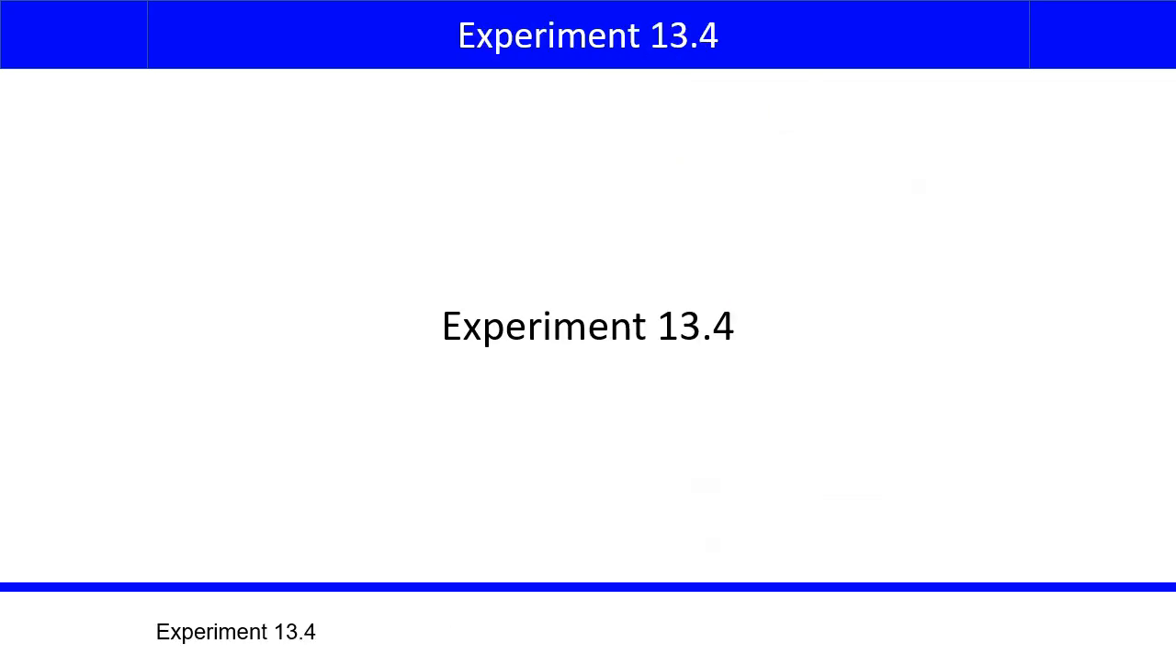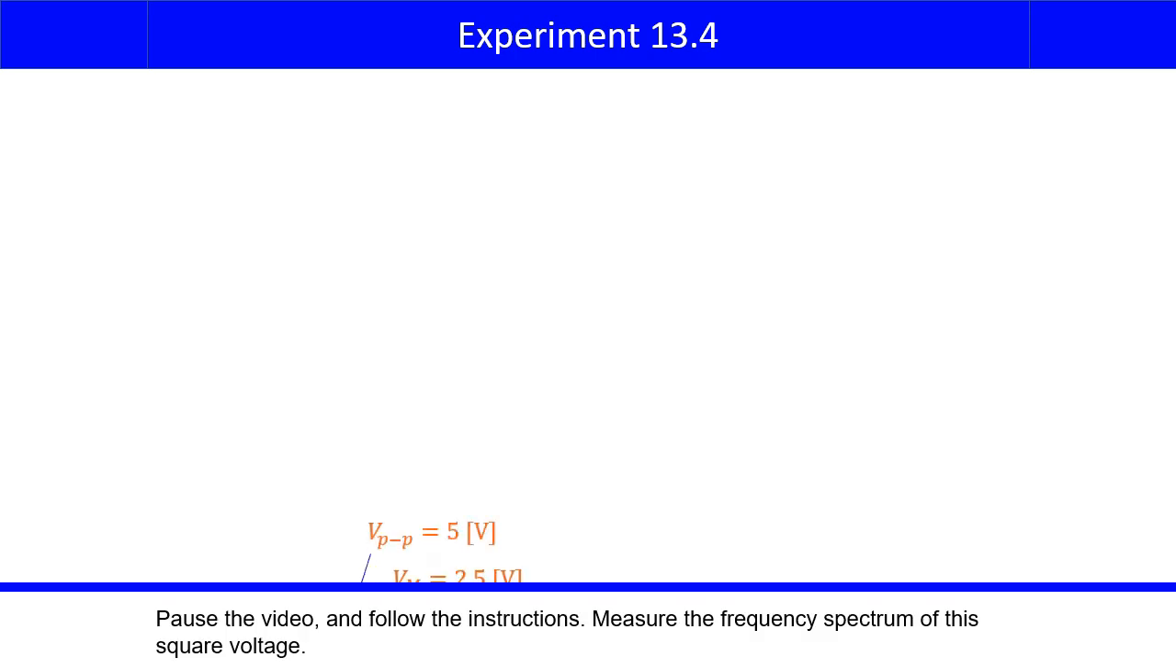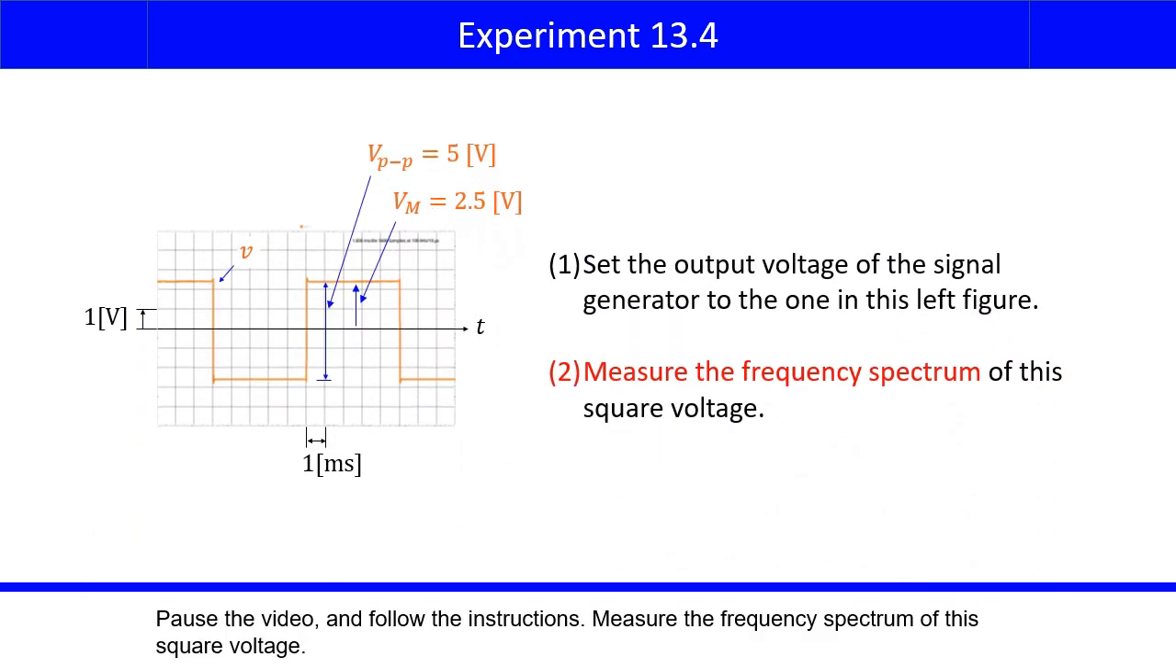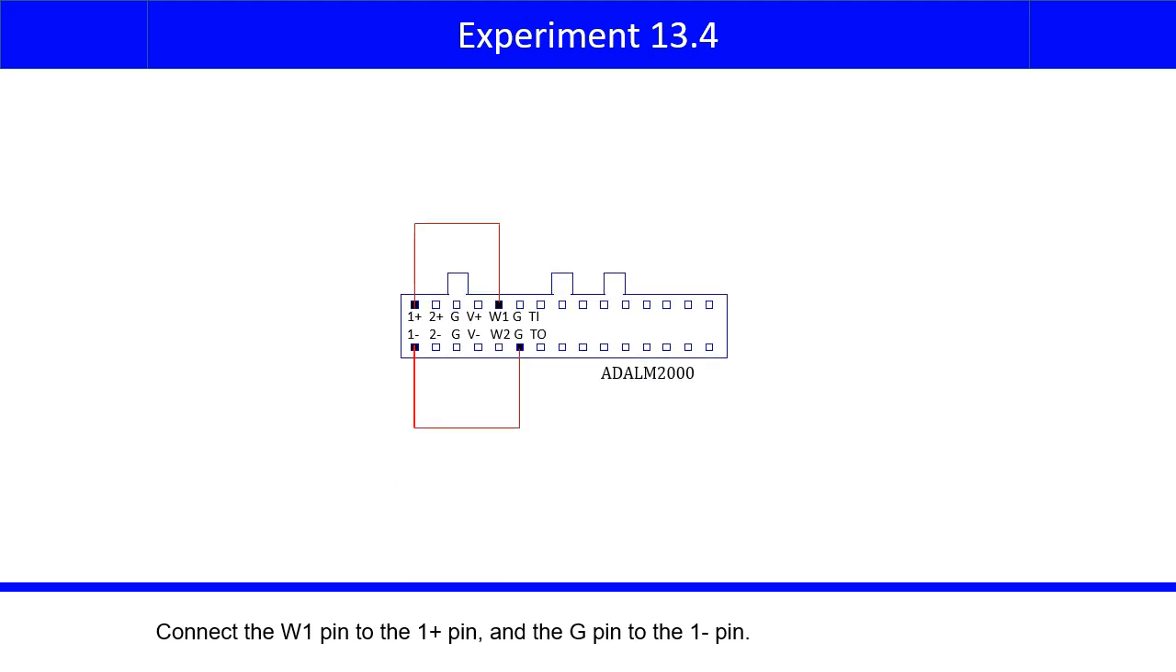Experiment 13.4. Pause the video, and follow the instructions. Measure the frequency spectrum of this square voltage. Connect the W1 pin to the 1 plus pin, and the G pin to the 1 minus pin.